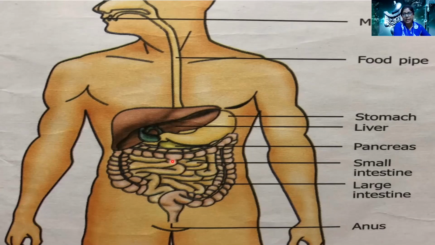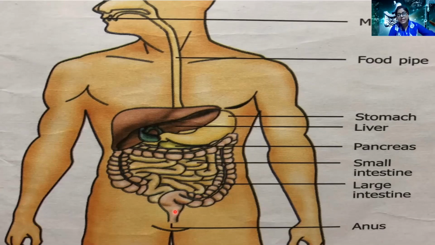Now what about the undigested food? The undigested food passes into the large intestine. Whatever food is not digested in the small intestine passes into the large intestine. The walls of the large intestine absorb the extra water from the waste. Now, the solid waste is removed from the body through the anus. This is your anus, from where the solid waste is removed. And the liquid waste is removed from the body in the form of urine and sweat.